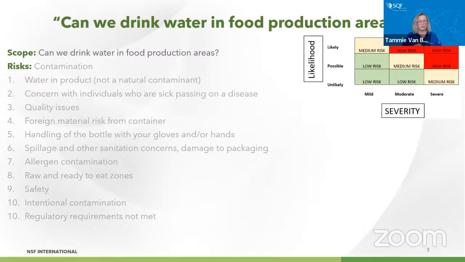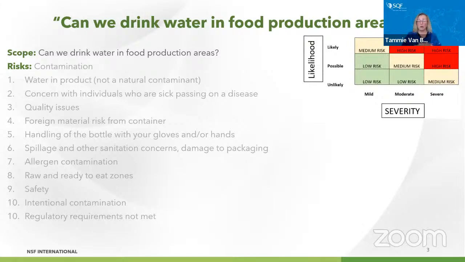Foreign material risk from the container. So does the container have a top on it that could come off, or pieces that could chip off? Also, you're going to be handling the bottle with your gloves on, or with your hands. So are you going to contaminate your gloves or your hands that would then in turn contaminate the product? Then we moved into things like spillage and creating sanitation concerns, and damage to packaging. If products are being packed into a case, and the cardboard were to get wet, that could be damaging to the packaging.